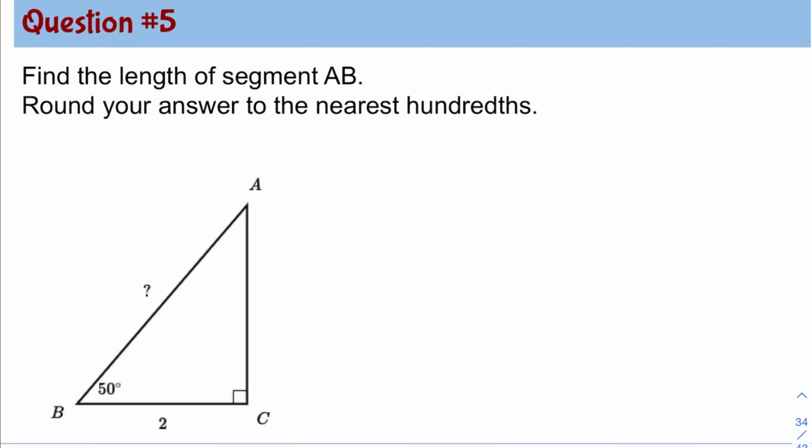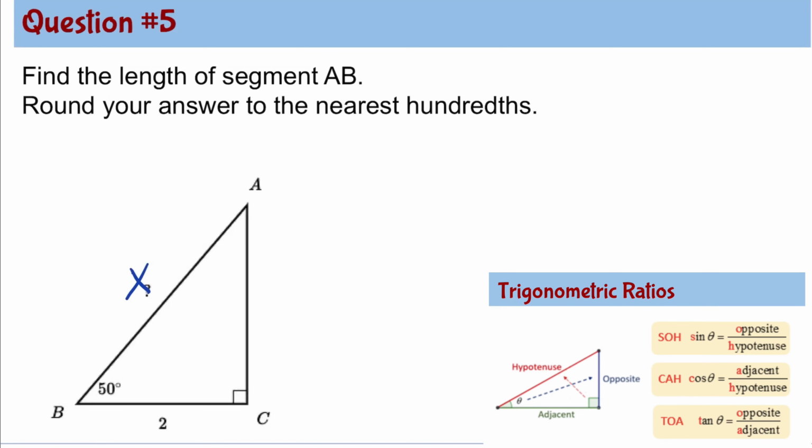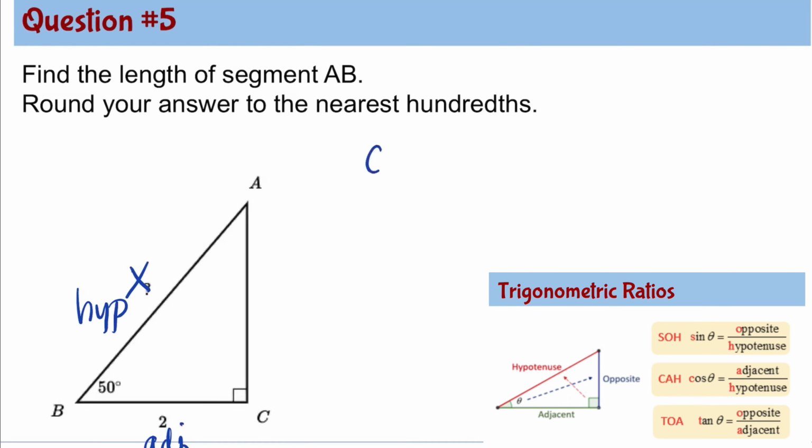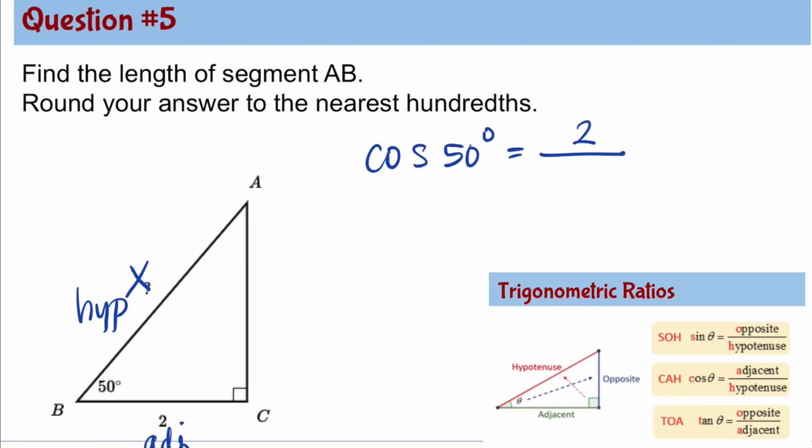Question 5. Find the length of segment AB. Segment AB is a hypotenuse. So which function are we using? Cosine, right? Because 2 is adjacent to the 50-degree angle, so we're using cosine. Using cosine 50 degrees, the right side will be adjacent is 2 and hypotenuse is x. So now we cross multiply them. So we have x times cosine 50 is equal to 2.